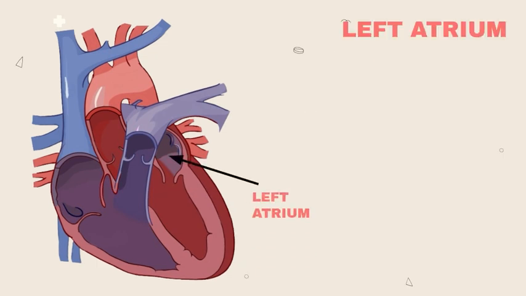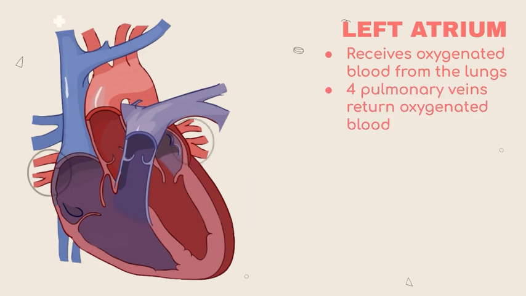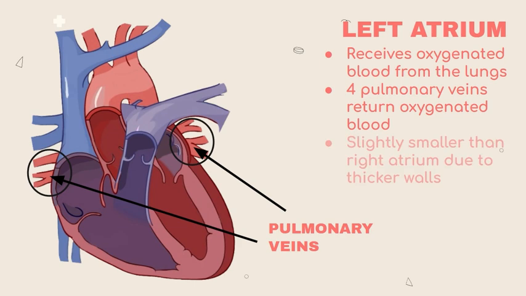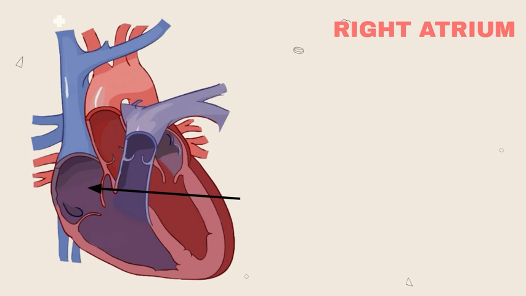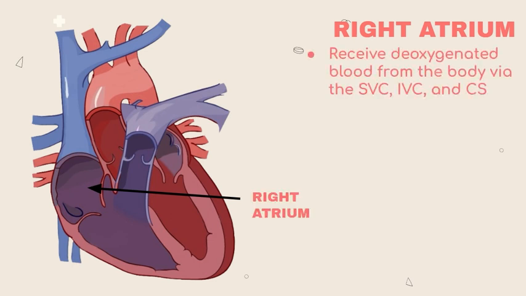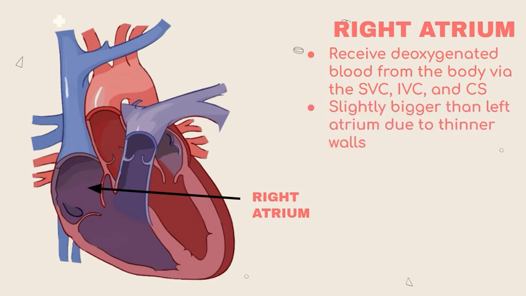The left atrium specifically receives oxygenated blood from the lungs. This is done by 4 pulmonary veins that return the blood to the chamber. And this atria is slightly smaller than the right atrium due to thicker walls. The right atrium specifically receives deoxygenated blood from the body via the superior vena cava, inferior vena cava, and coronary sinus, but this atria is slightly bigger than the left atrium due to thinner walls.